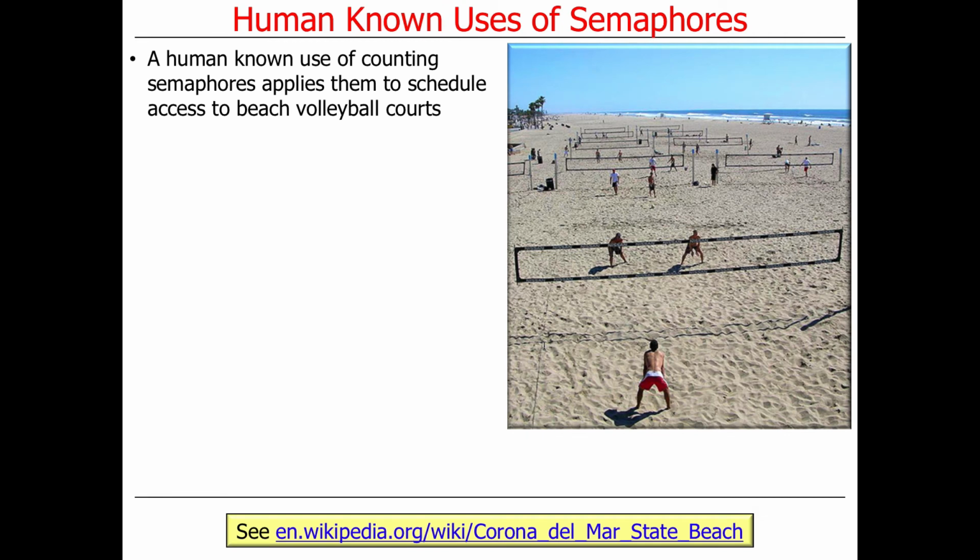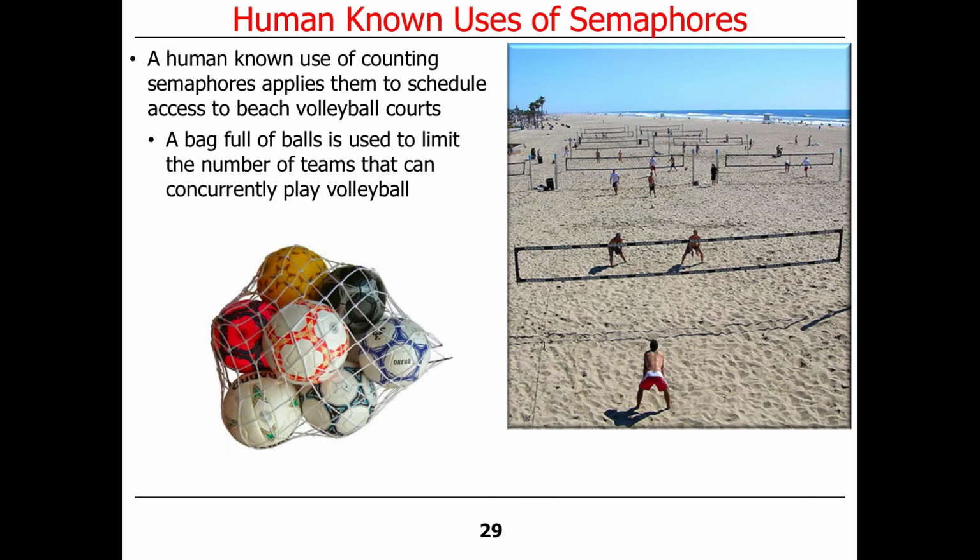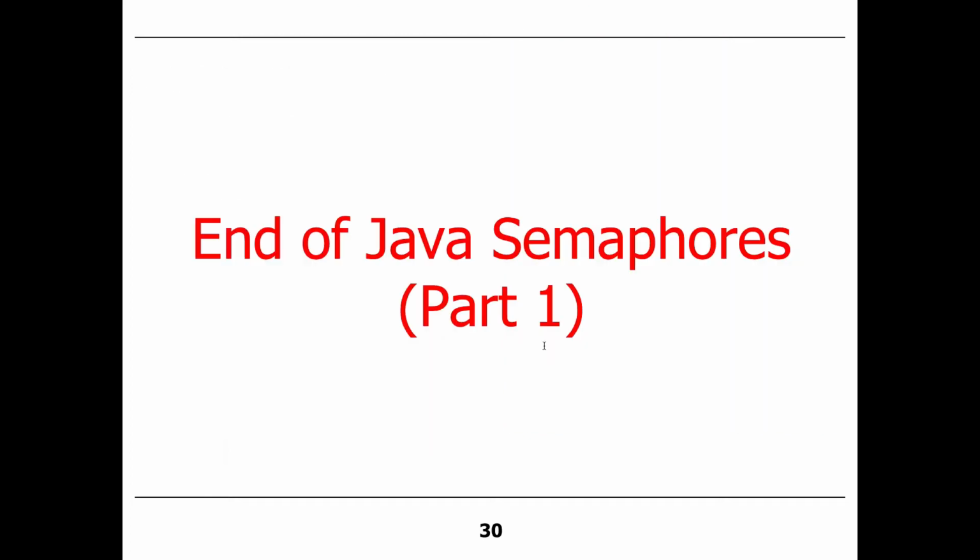We talked about this earlier. What's a human known use of a semaphore? I mentioned the beach volleyball that we used to play at Corona del Mar, where we have these courts and we have teams. And the bag of volleyballs is used to limit the number of teams that can concurrently play volleyball. Obviously, if you ended up with more balls than there were courts, you would have chaos and insanity as multiple teams, 4 or 5 teams, would be trying to play on the same court. That might be kind of fun to watch, but it's not really how you're supposed to play the sport.